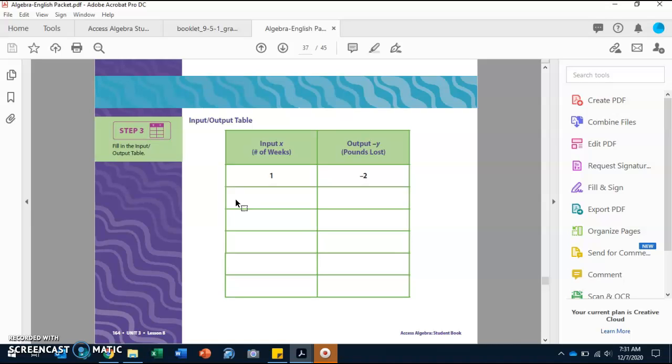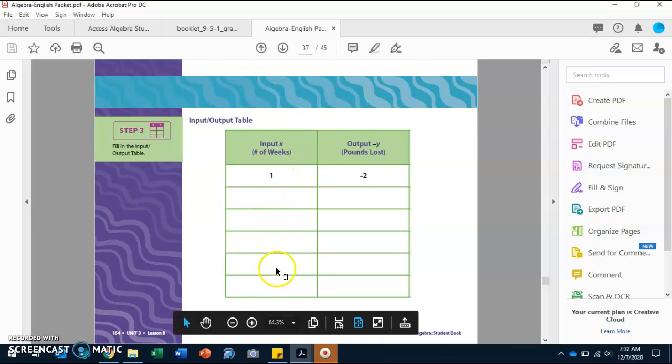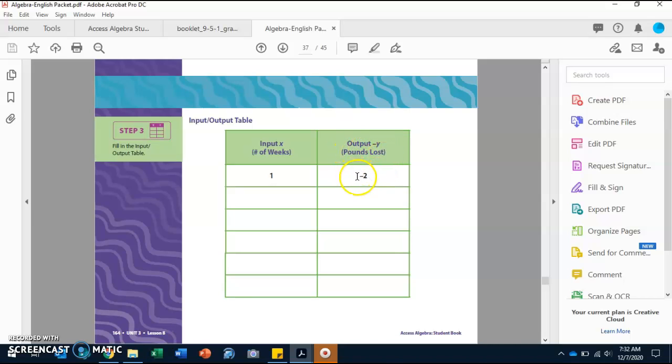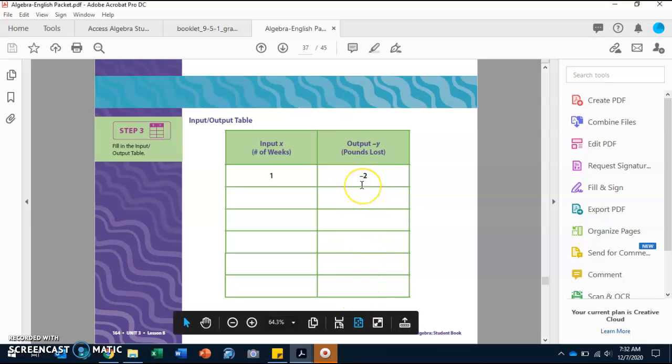So here is the input and output table. If you can please take out this worksheet page, it is page 164. If you do not have it, just make a graph, guys. It's okay. Just make your own graph with your own little boxes and squares. Make sure you put the input X, which means the number of the weeks. That way you know that here are all the number of the weeks, and over here is the output, which is the Y, which is pounds lost. And remember, all these numbers are going to be negative because he will be losing weight, not gaining.